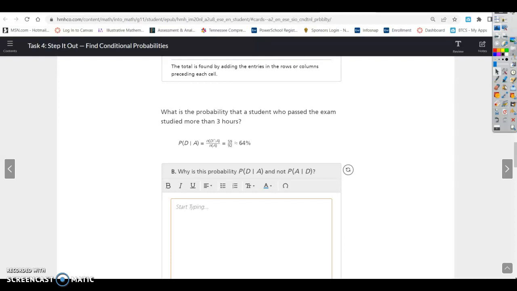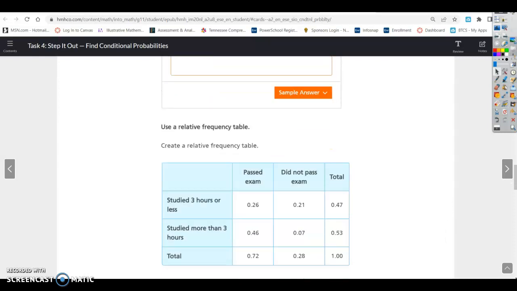So that's the probability of event A, meaning they pass the exam, and that will be true given event D, they studied more than 3 hours. So it really comes to which number you're putting in which position, whether it's the numerator or denominator, and that would definitely make sense. Remember, these are not commutative, so the order does matter for probability.